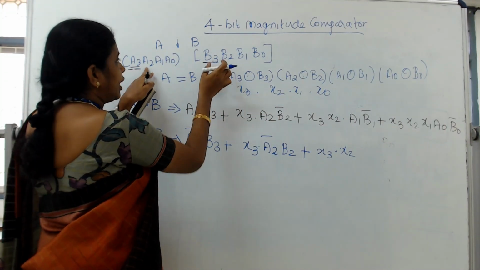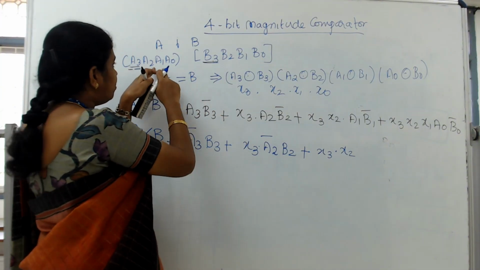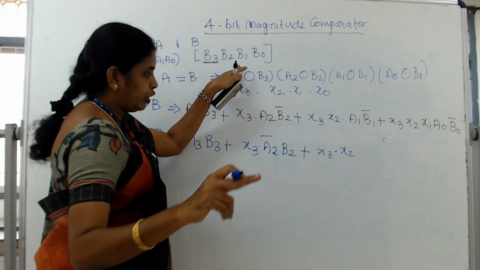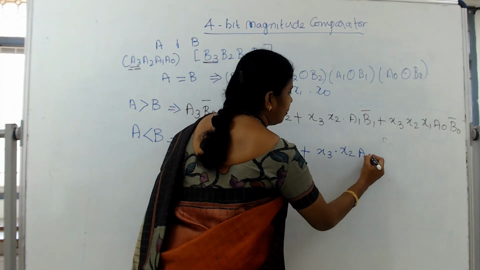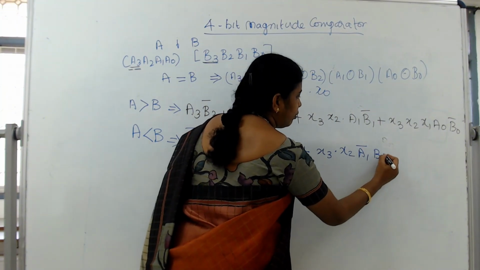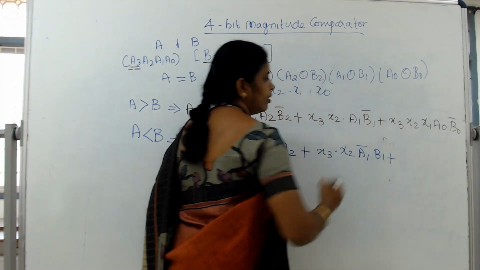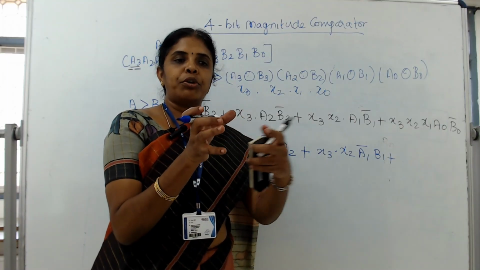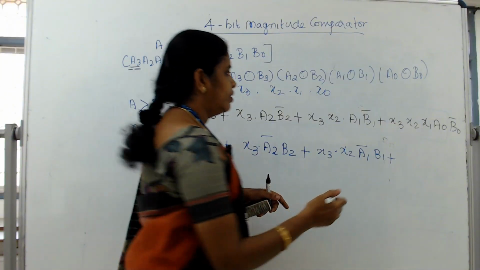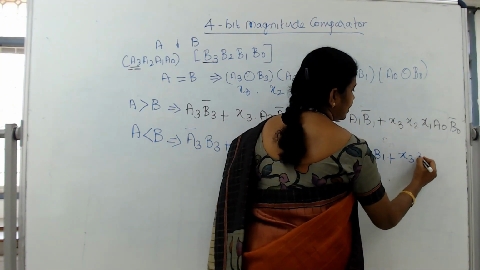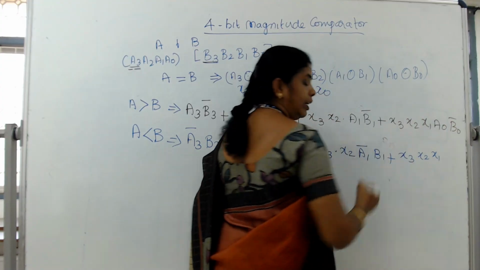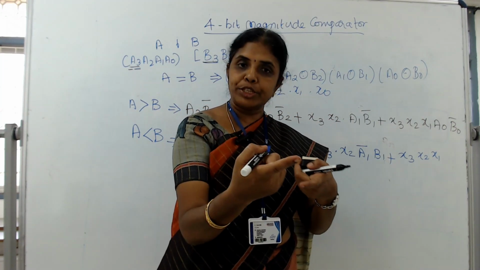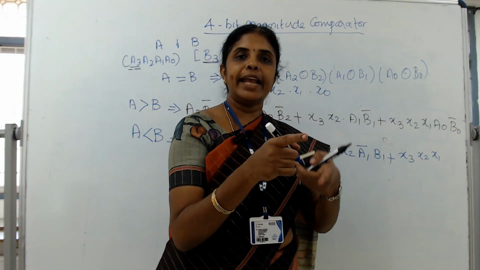Now I have to check the third bit. So A1 should be 0 and B1 should be logic 1. Finally, the last condition, the first three bits of A and B are equal. So x3, x2, x1. If the last bit of A is 0 and the last bit of B is 1, we are calling it A less than B.